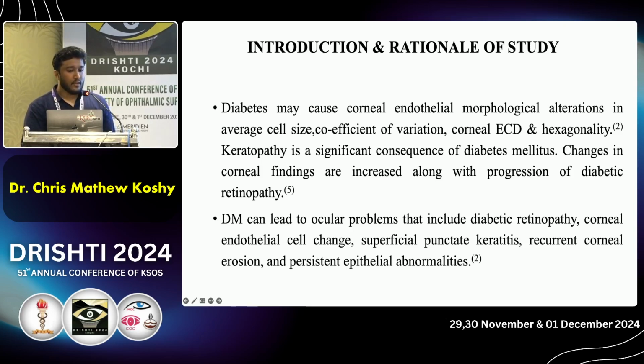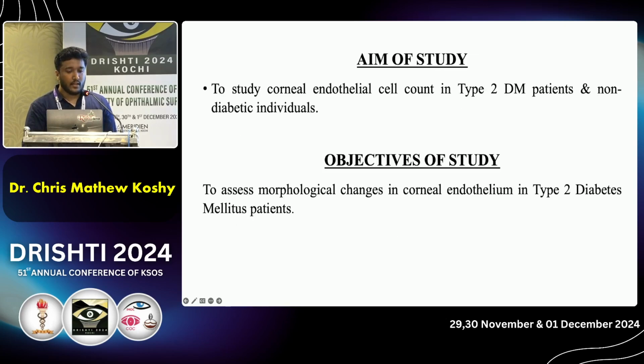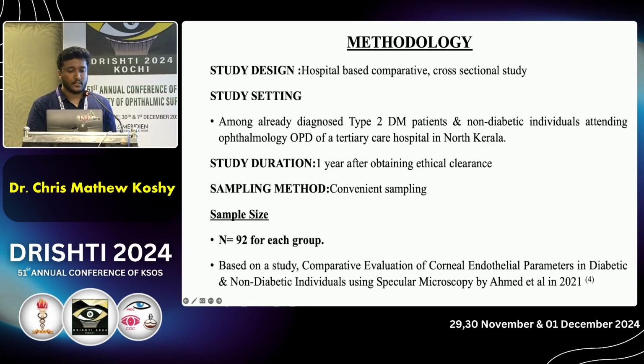Keratopathy is a significant consequence of diabetes mellitus. Therefore, changes in corneal findings increase along with progression of diabetic retinopathy. Diabetes mellitus can lead to ocular problems that include diabetic retinopathy, corneal endothelial cell change, superficial punctate keratitis, recurrent corneal erosion, and persistent epithelial abnormalities. The aim is to study corneal endothelial cell count in type 2 diabetes mellitus patients and non-diabetic individuals. The objective is to assess morphological changes in the corneal endothelium in type 2 diabetes mellitus patients.